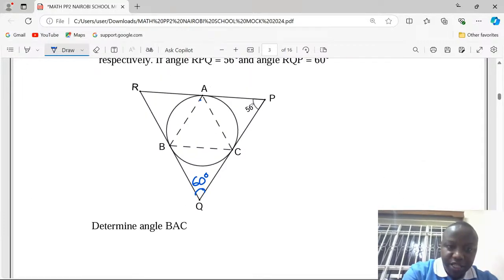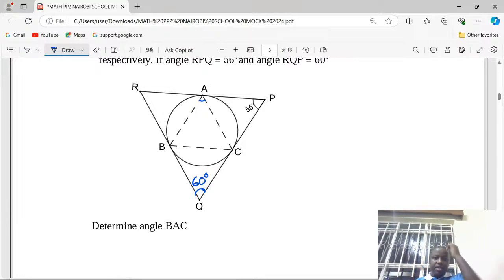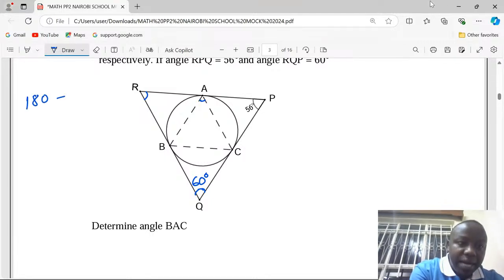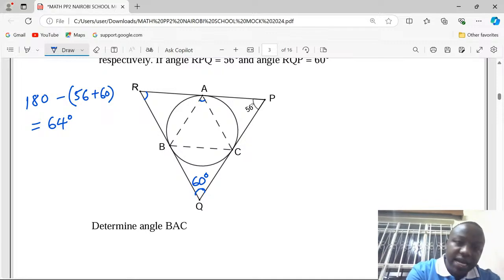It will be the angle at this point. Now, with the information provided, it's good for you to know that when we have 60 and 56, then we can get the angle at R following the triangle PQR, because 180 minus the two provided angles, 56 and 60, then the remaining angle is exactly 64 degrees. So this is exactly 64 degrees. Now with that angle, there is a reference point that I want us to make from tangents from form 3 mathematics.